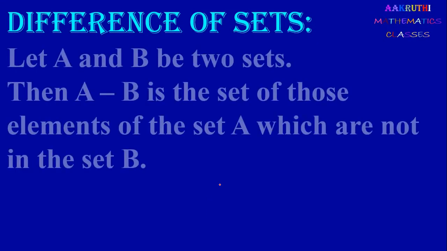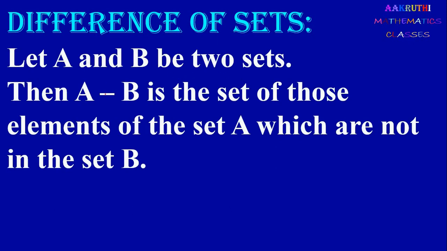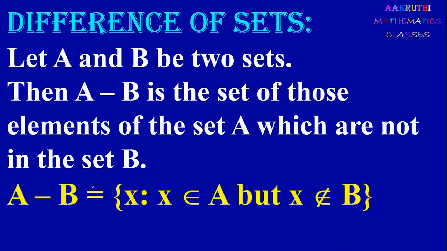We see the definition. Let A and B be two sets. Then A minus B is the set of those elements of A which are not in set B. So it should be present in A, but it should not be present in B. It is denoted by A minus B, and we write A minus B is the set of all x such that x belongs to A, but x does not belong to B. Common elements you should not write.